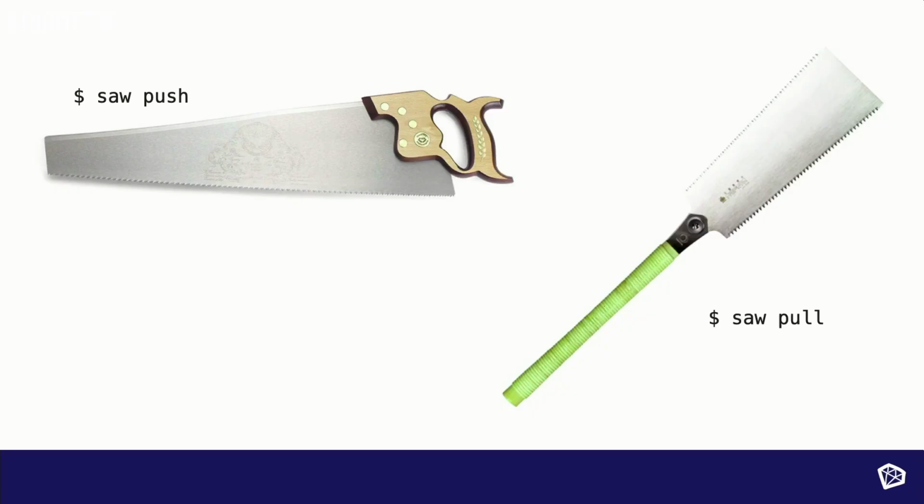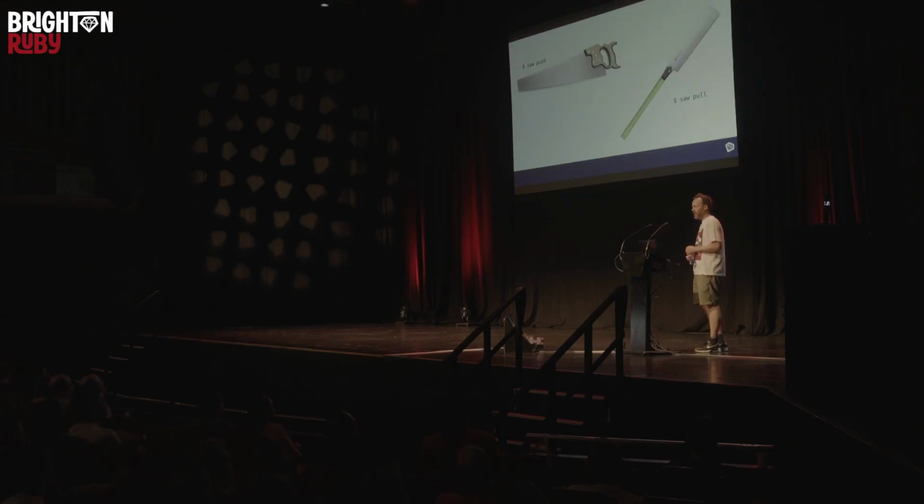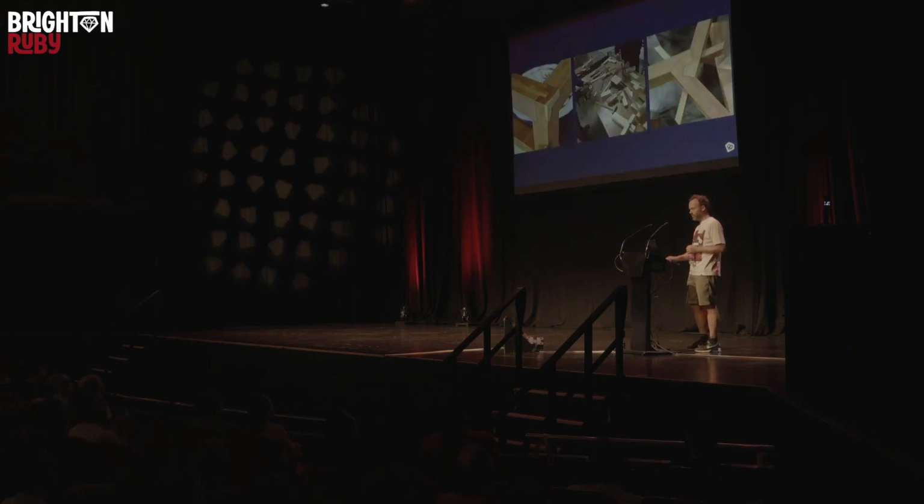So Japanese saws are different from Western saws. A Western saw works when you push into the wood, and it's because the teeth are angled forward, and you can put a lot of force. But Japanese saws work when you pull through the wood, so it's a lot more suitable for fine woodworking because you have a lot more control.